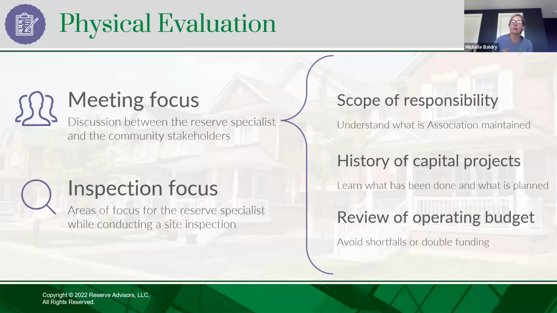So during the physical evaluation, we are meeting with the community key stakeholders and providing that inspection. So what are we doing during the meeting? That's where we're really aligning on the scope of responsibility. So that initial meeting to discuss what the association is responsible for. We're going to discuss the history of capital projects. So when did you last replace your roof or your carpet or your playground, right? When were these projects last done?